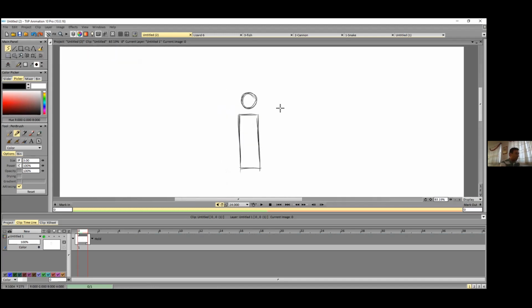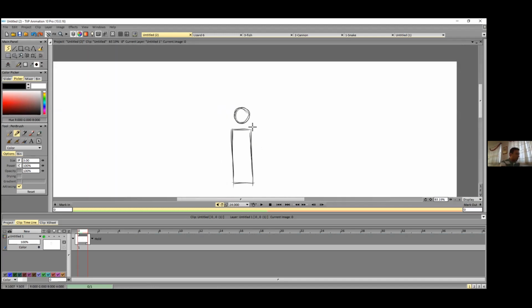Okay. I draw this line as arm and this line as forearm.